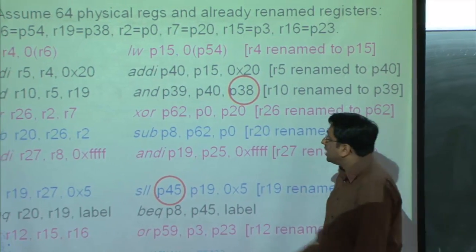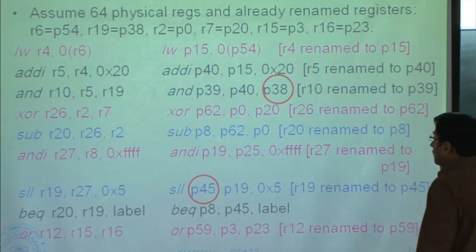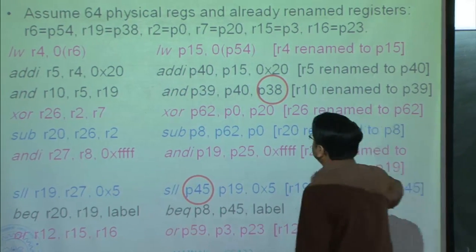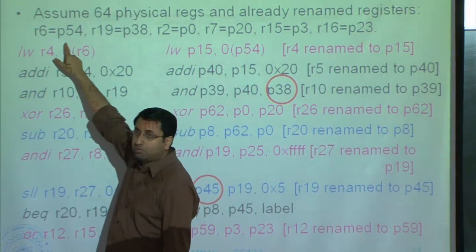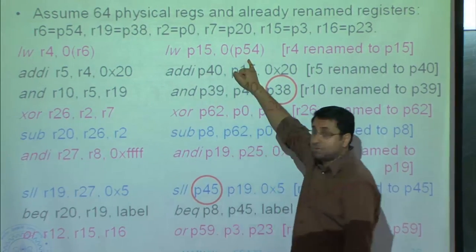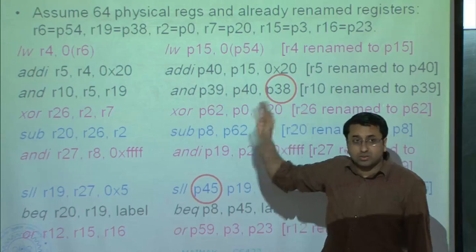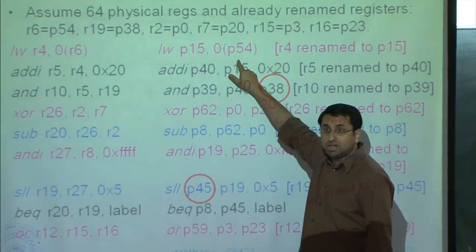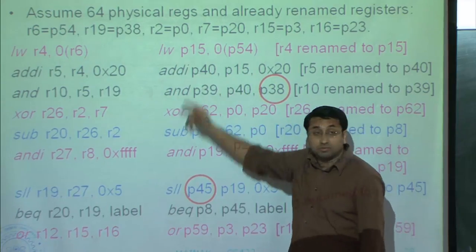And then the instruction finds that R6 is the source register. So it looks up the map table, finds that R6 is currently mapped to P54, so it gets renamed to this. When the instruction finally issues and executes, it will go and read P54 to get the value and put the result in P15.